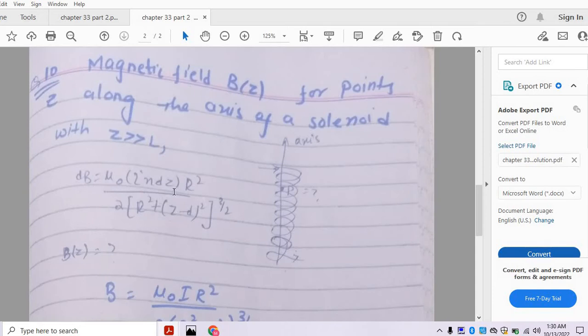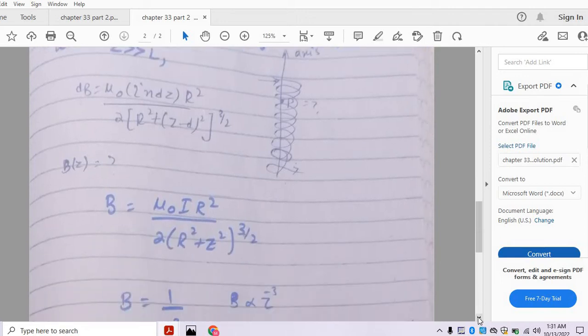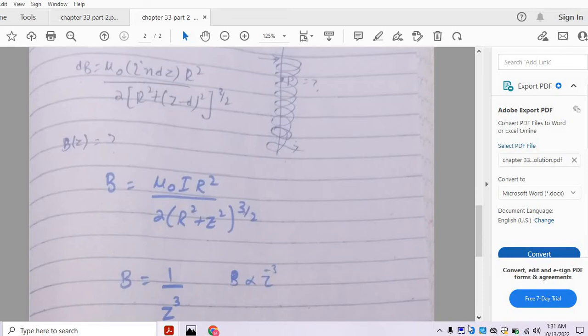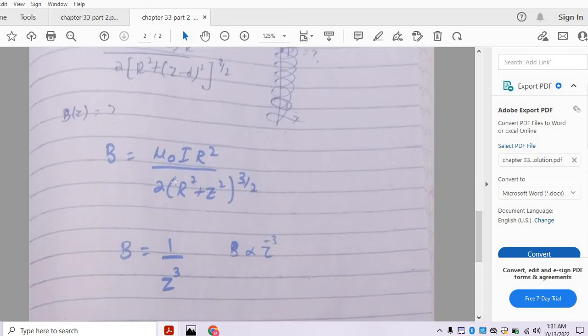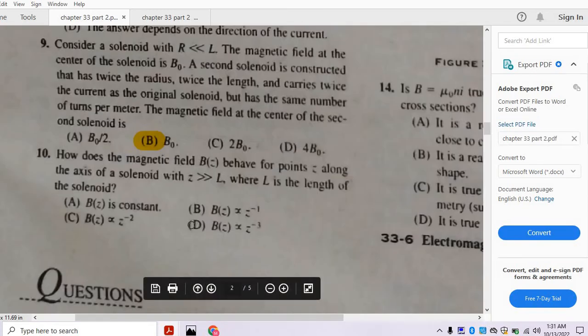For this case, you have the situation like this, that this solenoid is along the z axis. The formula to find the magnetic field at this point P would be like this one. If I simply lower the point P to the center of the solenoid, then this formula will be mu0 i r square over 2 into capital R square plus z square raised to power 3 by 2. So here you can see z square raised to power 3 by 2, and you are getting 1 by z cube. The magnetic field basically varies with z raised to power minus 3. So option D is the correct option.